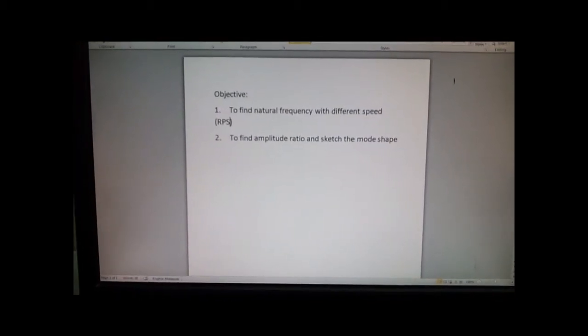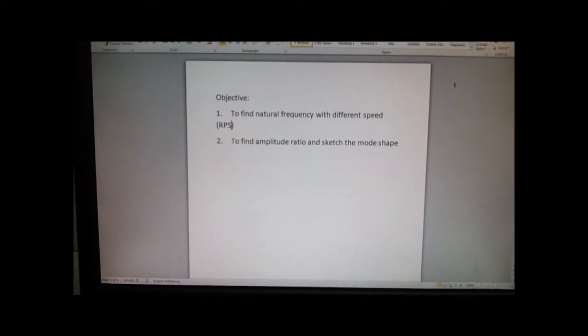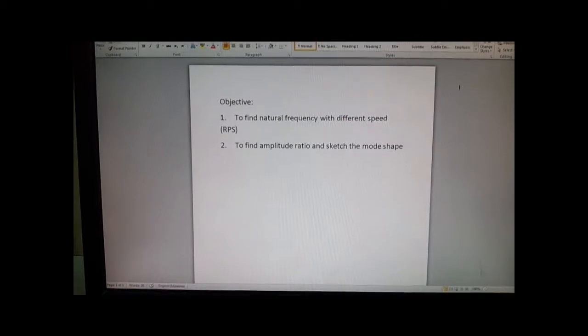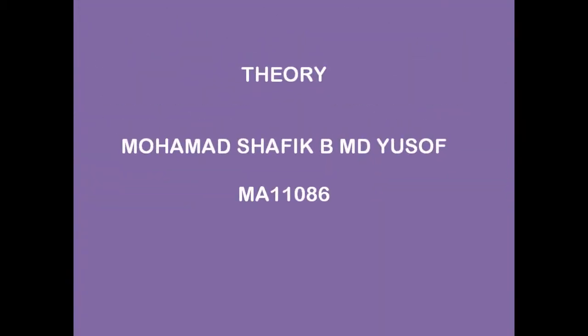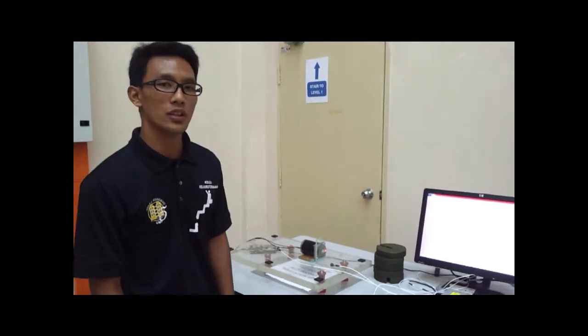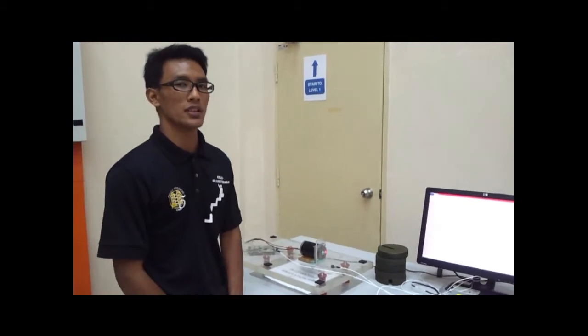Okay, now let's move to the objectives. The first objective is to find the natural frequency with different speeds measured in RPS, and the second objective is to find the amplitude ratio and sketch the mode shape. I will explain the theory of the 2 degree of freedom automobile simulation rig.